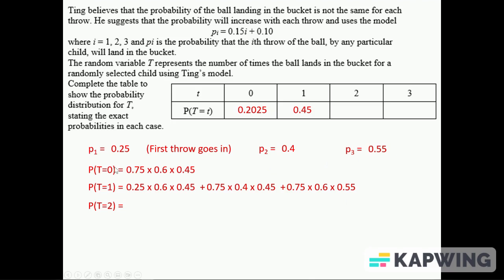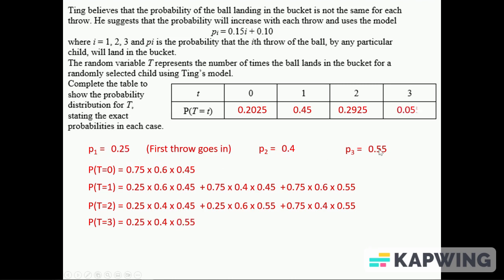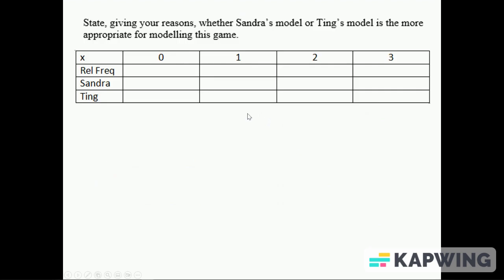Probability they get 2 in. Well, it might be the first 2 that go in and a miss the third time. So 0.25 times 0.4 times 0.45. It might be the middle one that misses, or it might be the first one that misses. When you add all those together, you get 0.2925. And the probability to get all 3 in is just 0.25 times 0.4 times 0.55, which is 0.055. Quick check, all these do add up to 1, which is what we'd expect.